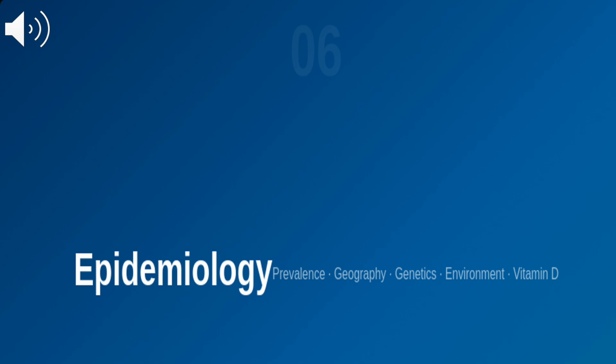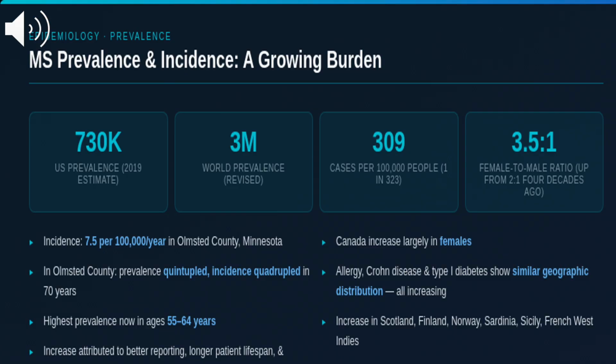Understanding epidemiology is not merely an academic exercise for neurologists. These data directly inform counseling of patients about modifiable risk factors, assessment of family members, and the design of preventive interventions. Let's proceed. The scale of MS as a public health problem is substantial and growing.